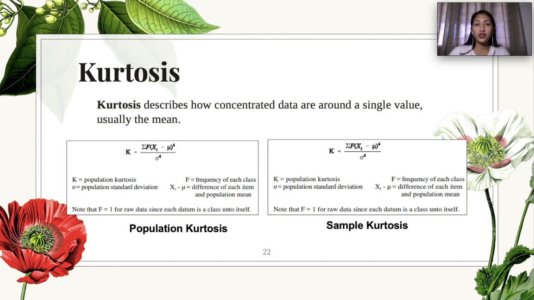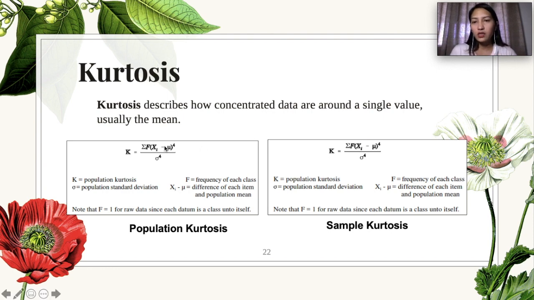So, let's discuss first the formula. Para makuha mo yung kurtosis, it is denoted by the capital letter K sa population kurtosis. And for sample kurtosis, I think it's the same for population and for sample. Okay, so pareho lang siya. It's not the same. Okay, sorry for the error dito. Anyway, ang papalitan mo lang naman dyan is population kurtosis. So, instead of population, gagamitin mo lang sample. Instead of population standard deviation, gagamitin mo lang dyan sample standard deviation.